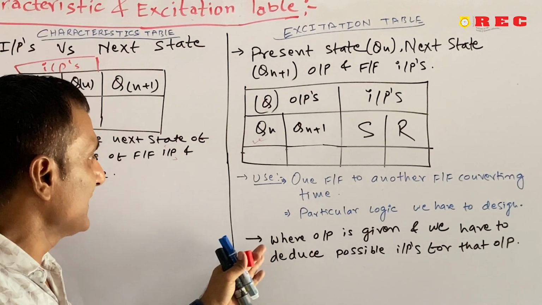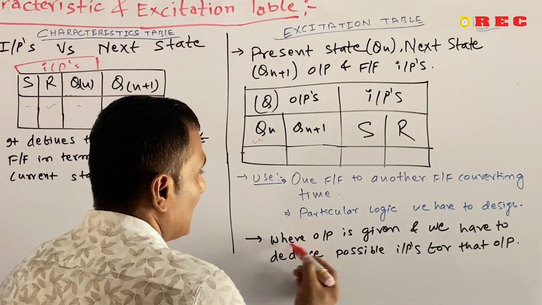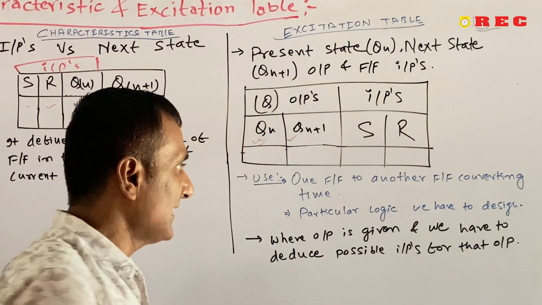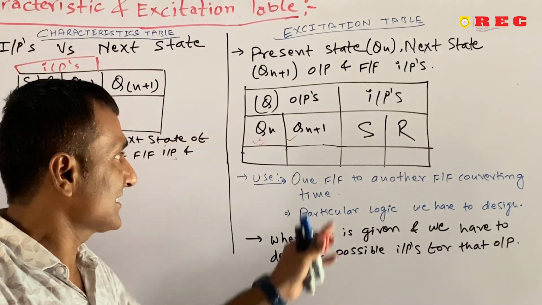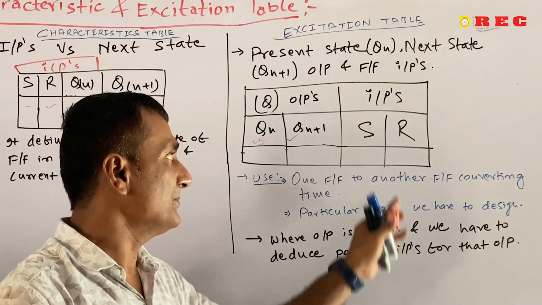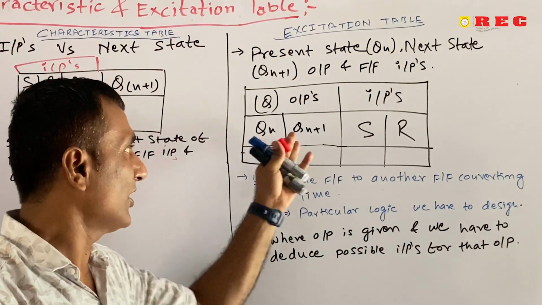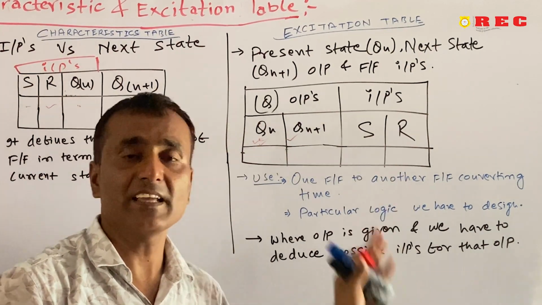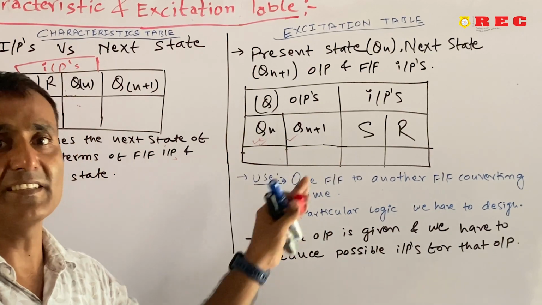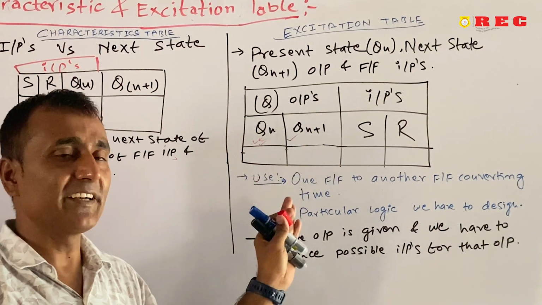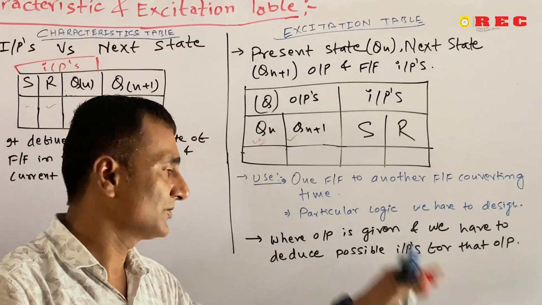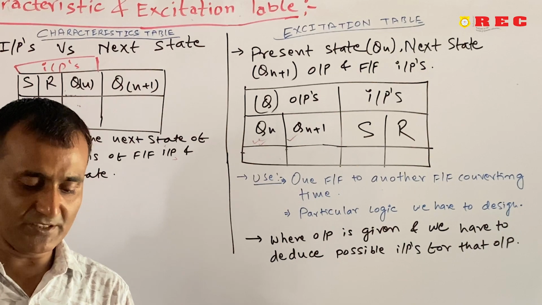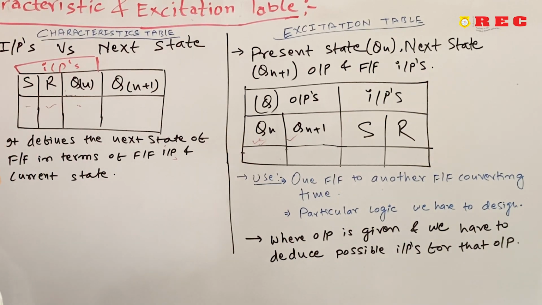But in this, what is happening here, where the output is given, already the output will be given, and we have to deduce the possible inputs. What will be the value of S and R? Already the output will be given, according to the output, what is our input? So, we have to mention that. So, this is a little different table. In this, output is already written, we have to write the input. So, this is known as the excitation table, and we have to see all the tables in the flip flop, which we will study today.